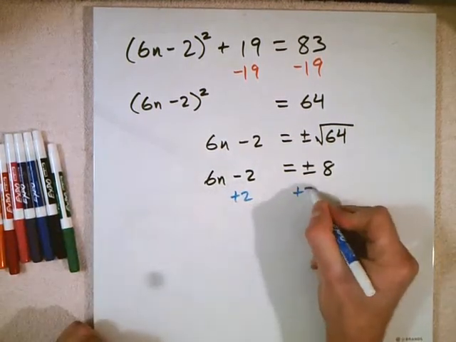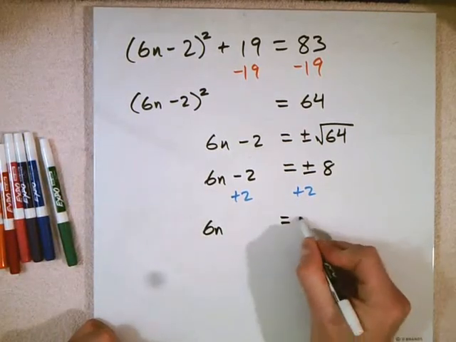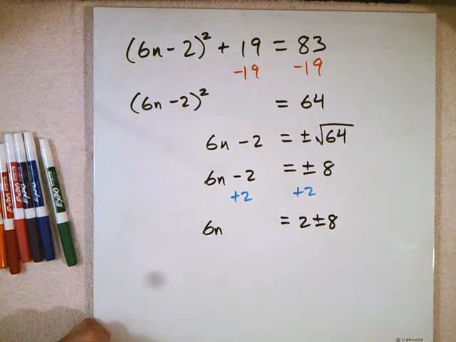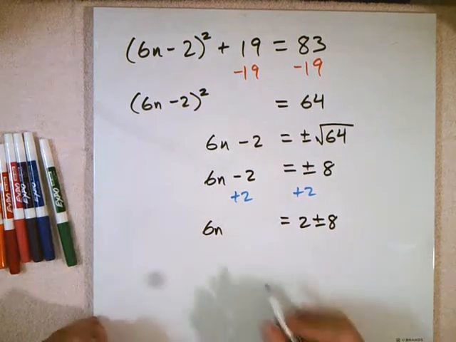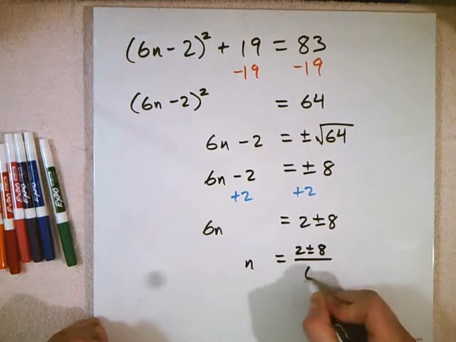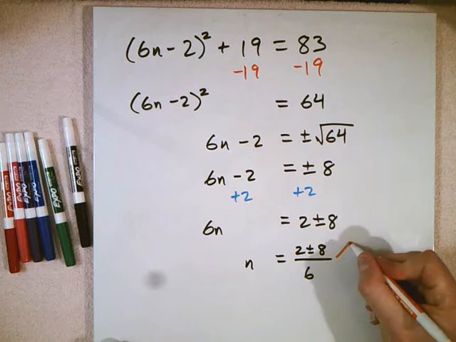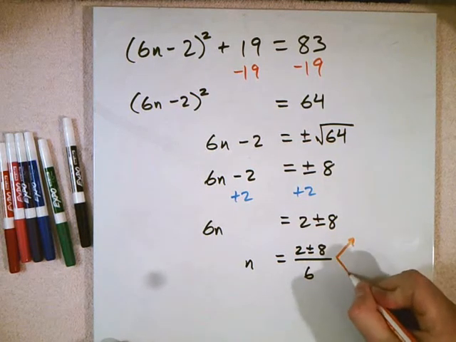And that'll give me 6n equals 2 plus or minus 8. Just let that plus or minus ride. Now, get that n by itself, divide both sides by 6. There we go. Now you can figure out what the two values are going to be. That is, you got a 2 plus 8 and a 2 minus 8 on top there. So 2 plus 8 over 6, 2 minus 8 over 6.